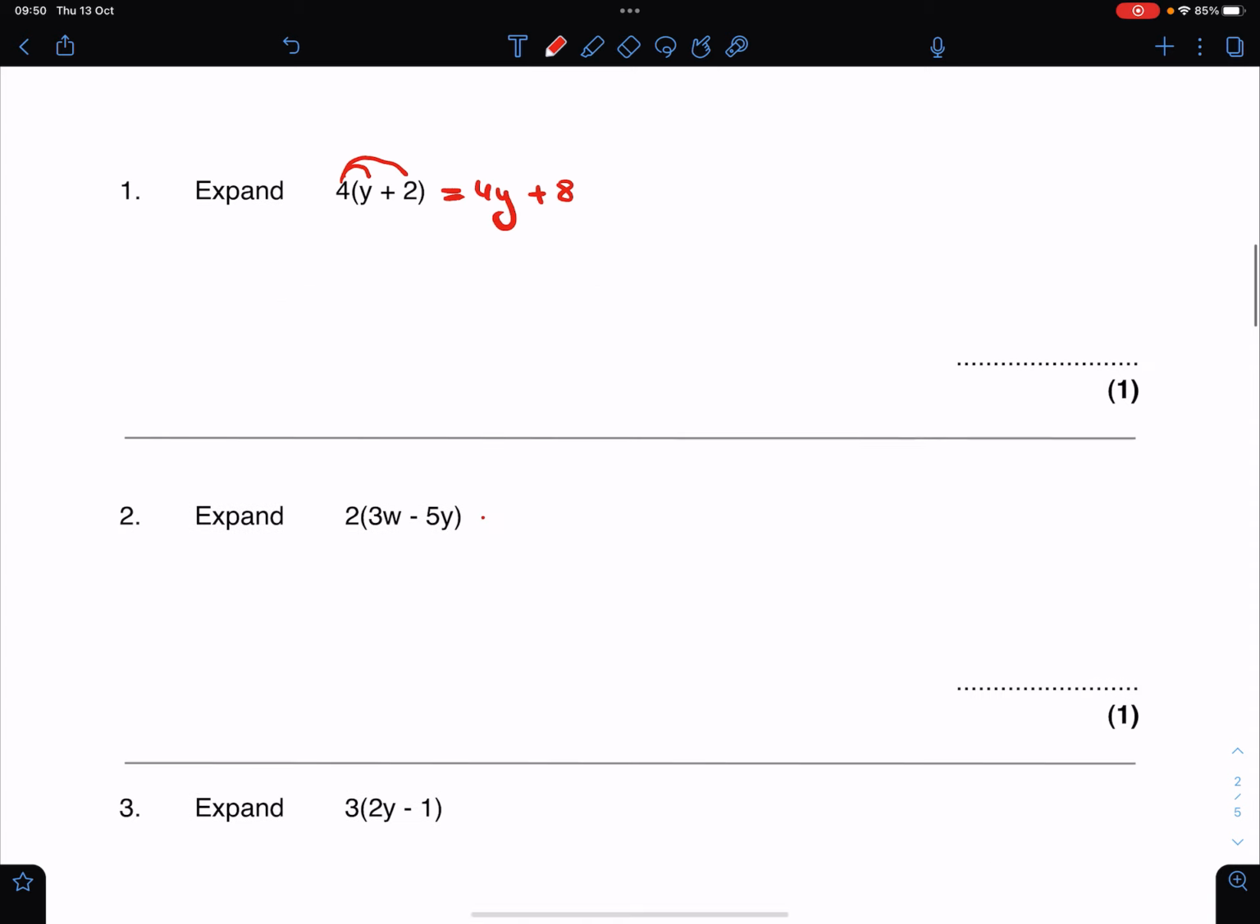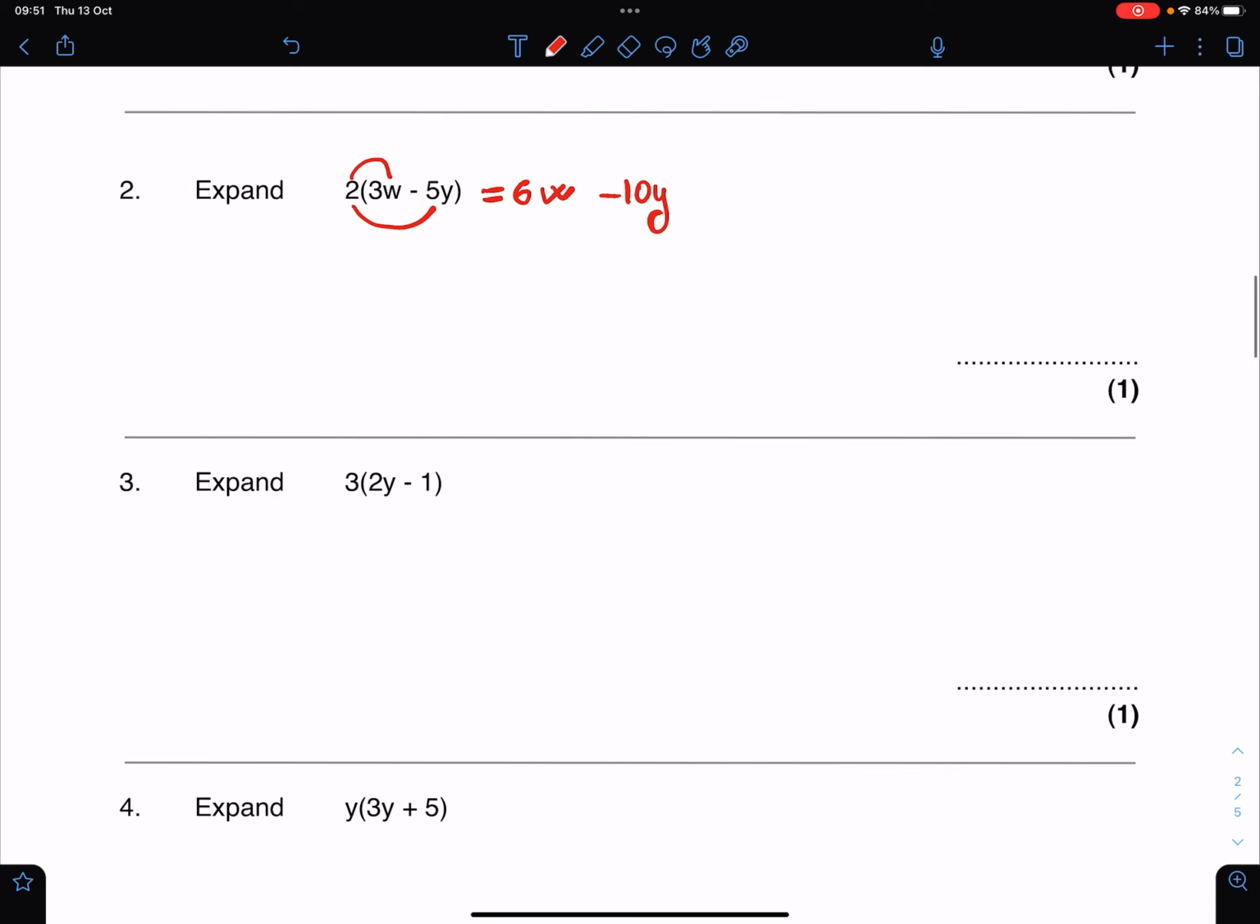So on question 2, okay, I need to multiply 2 by 3w and 2 by negative 5y. 2 times 3w, how much is this, Sultan? 2 multiplied by 3w, Sultan. 6w, and 2 times negative 5y? Negative 10y. That's it. Alright, thank you, Sultan.